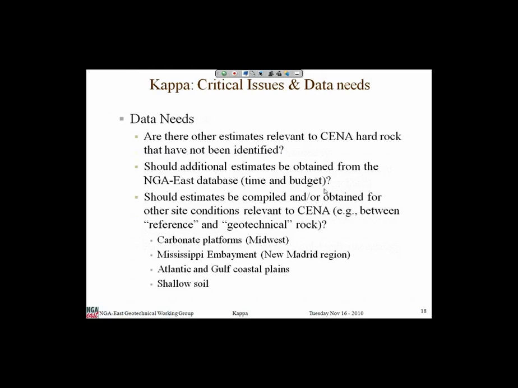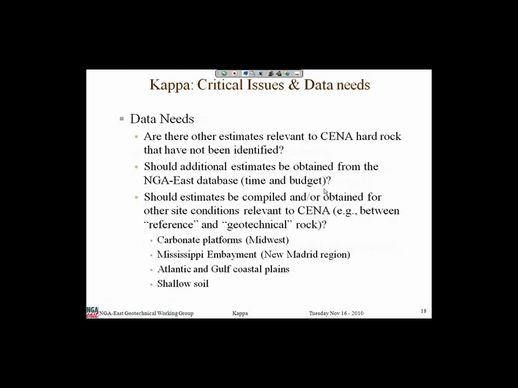And then some data needs. Are there other estimates relevant to CENA? As you can see, there's just a handful of values. But some of those represent a range of values, by the way. But still, we're only talking about a handful of values. Are there other areas, other regions where there's data? So far, we haven't really been able to track that stuff down.